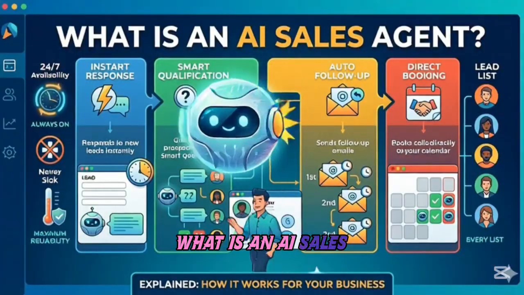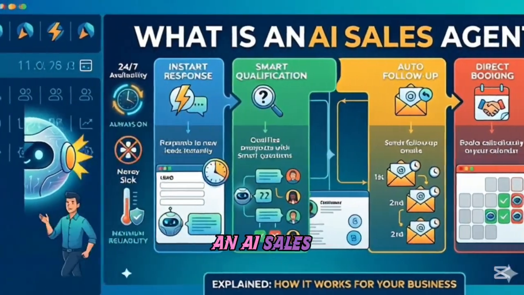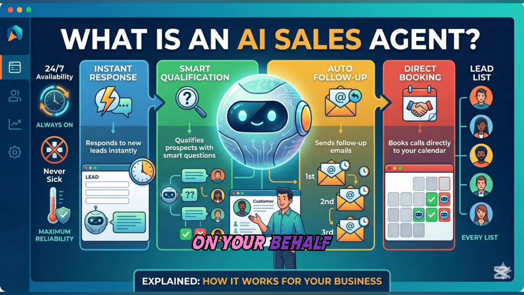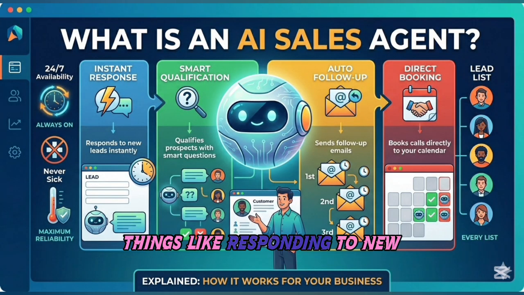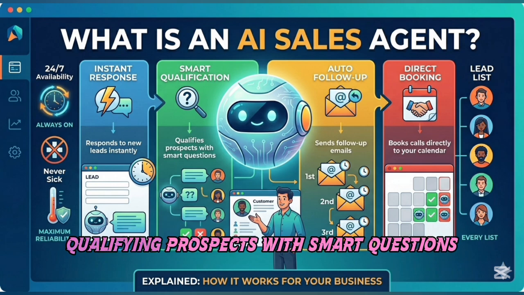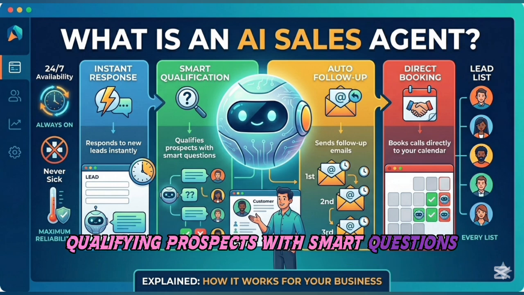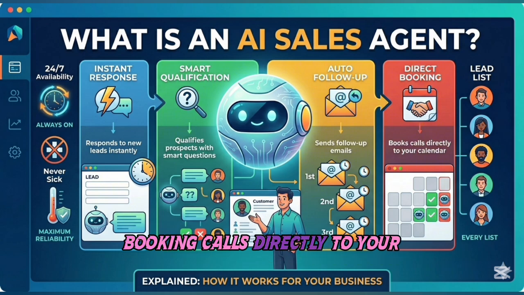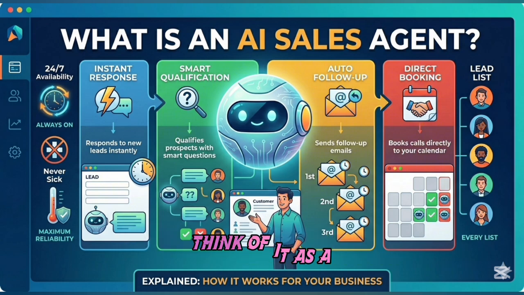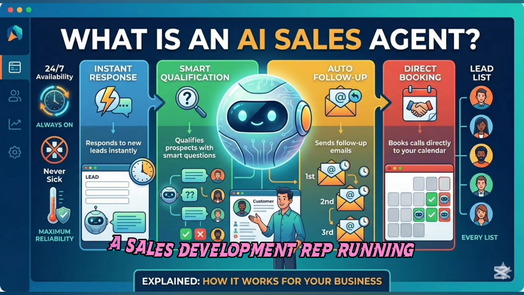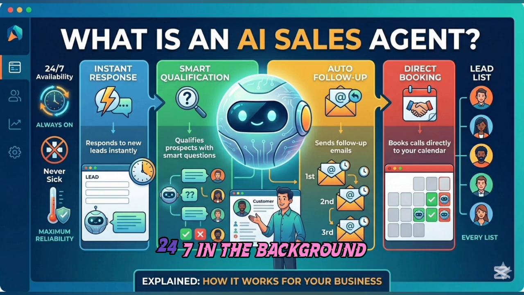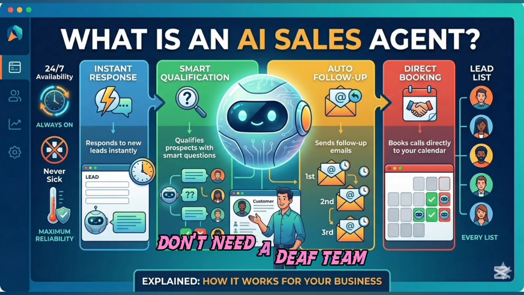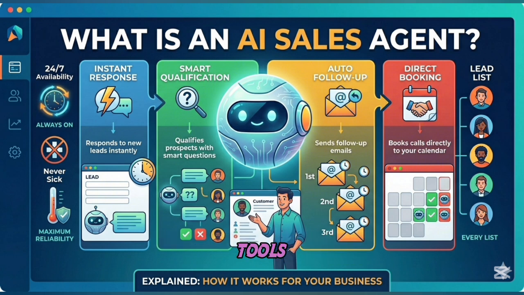What is an AI sales agent? An AI sales agent is a system that handles repetitive sales tasks on your behalf. Things like responding to new leads instantly, qualifying prospects with smart questions, sending follow-up emails, booking calls directly to your calendar. Think of it as a virtual SDR, a sales development rep, running 24/7 in the background. And the good news? You don't need a dev team. You just need the right tools.